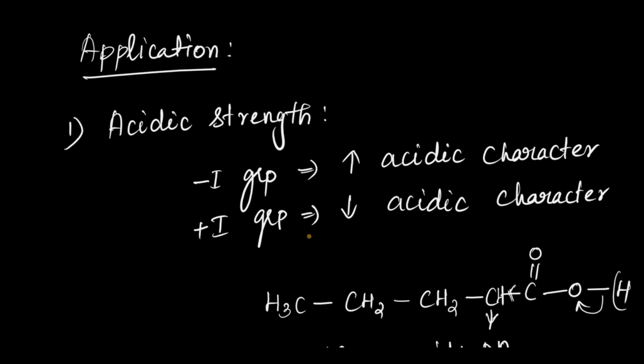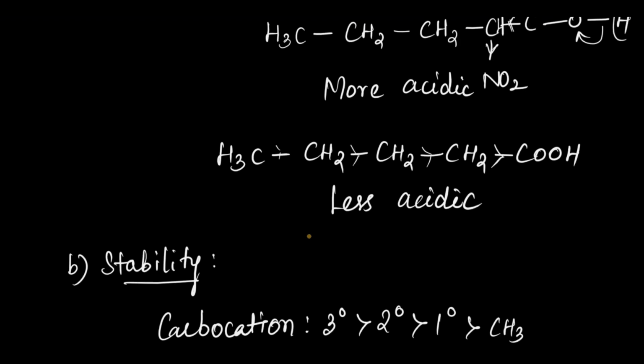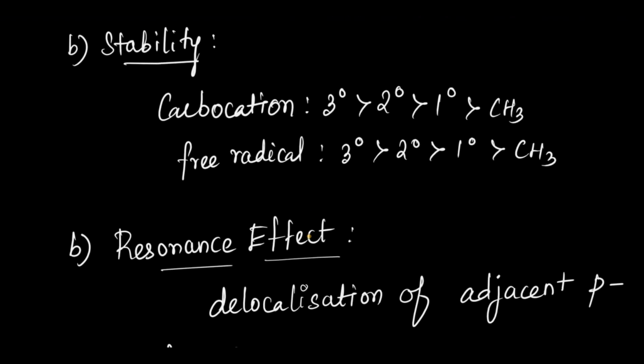So if an electron withdrawing group is present, then it will pull all those electrons. H plus can easily leave the compound, right? So acidic character will increase. Similarly, if a plus I group is present, it is donating electrons, so H plus can't easily leave the compound, which makes it less acidic. Then stability: as we already saw in the case of free radical and carbocation, tertiary becomes more stable because of this plus inductive effect.